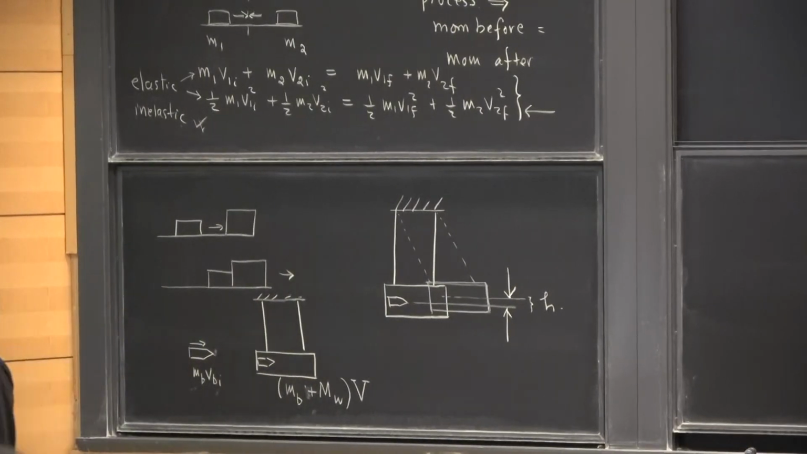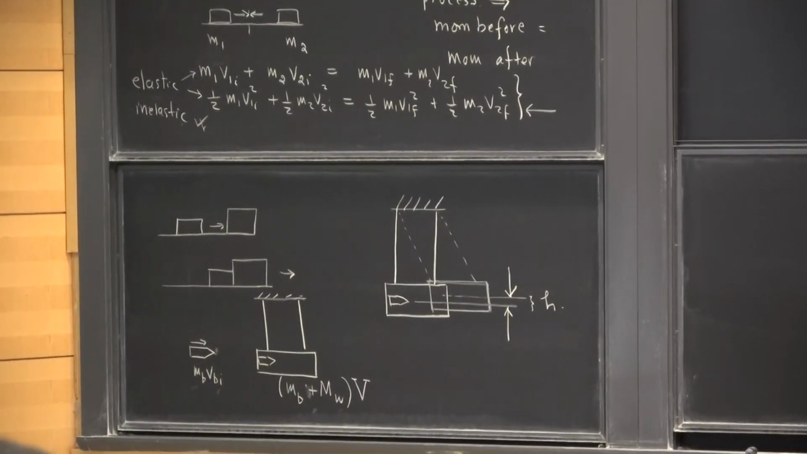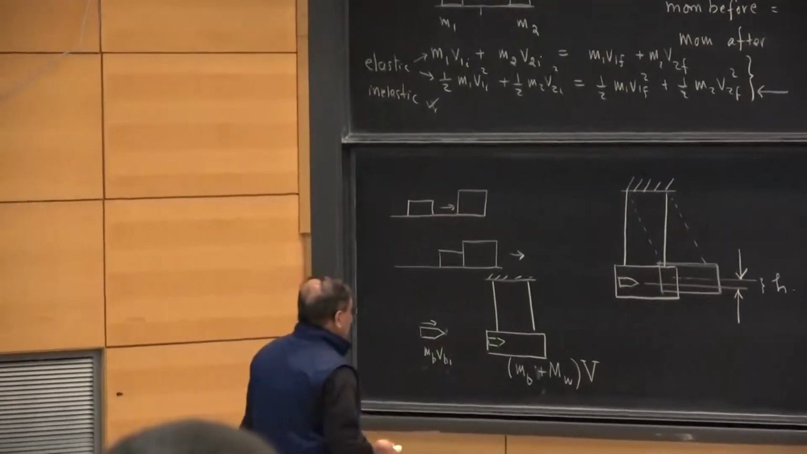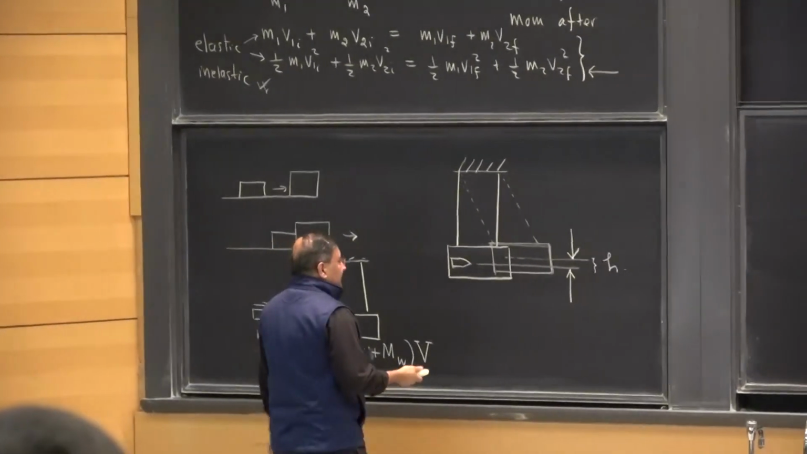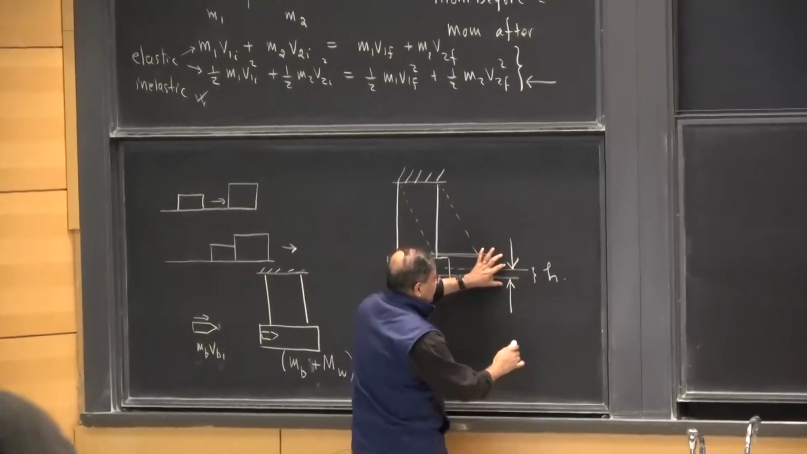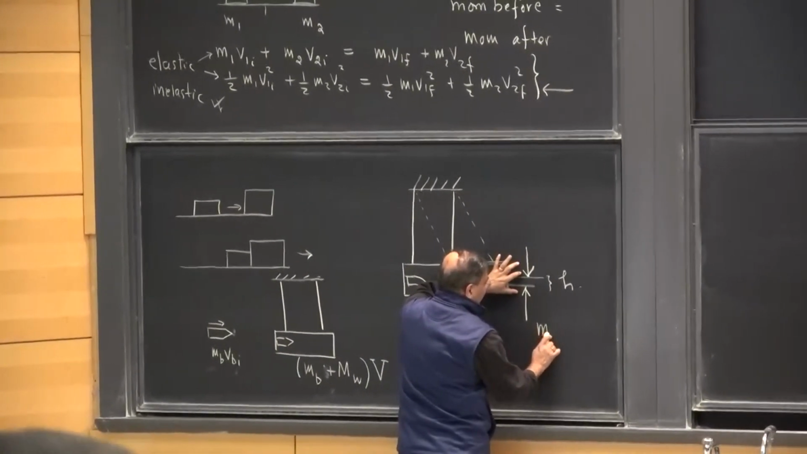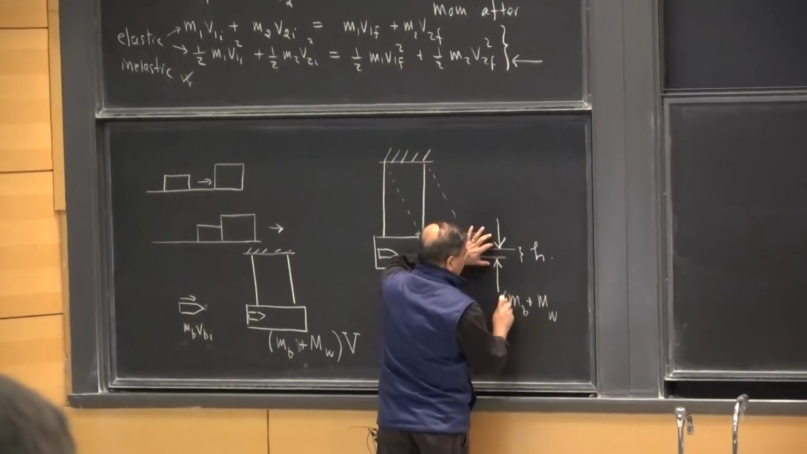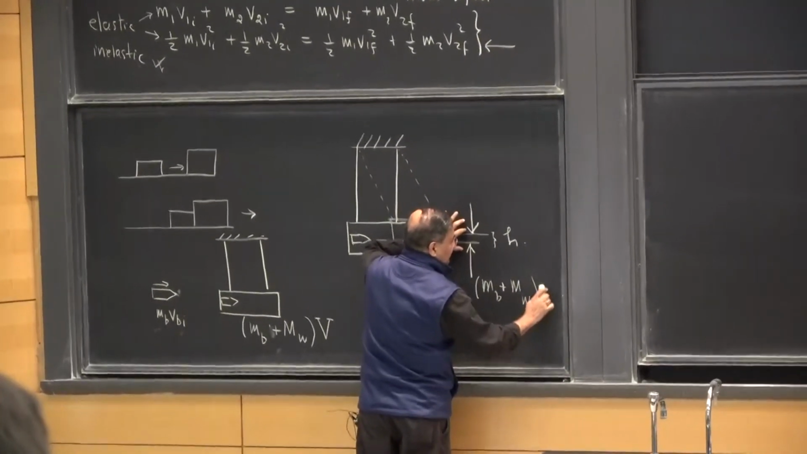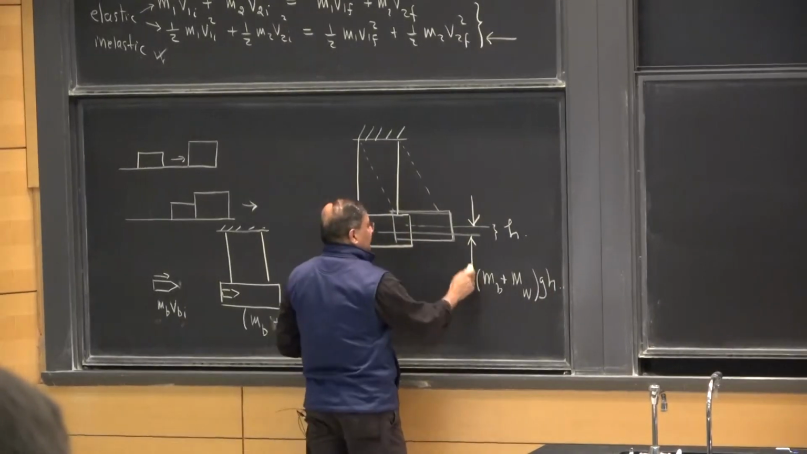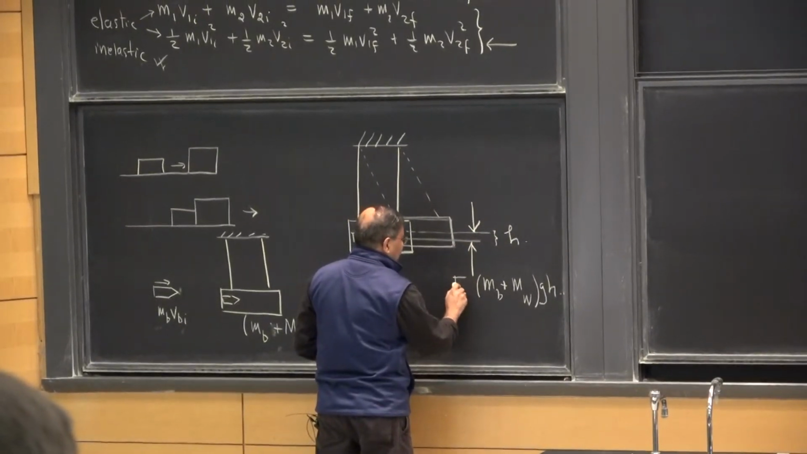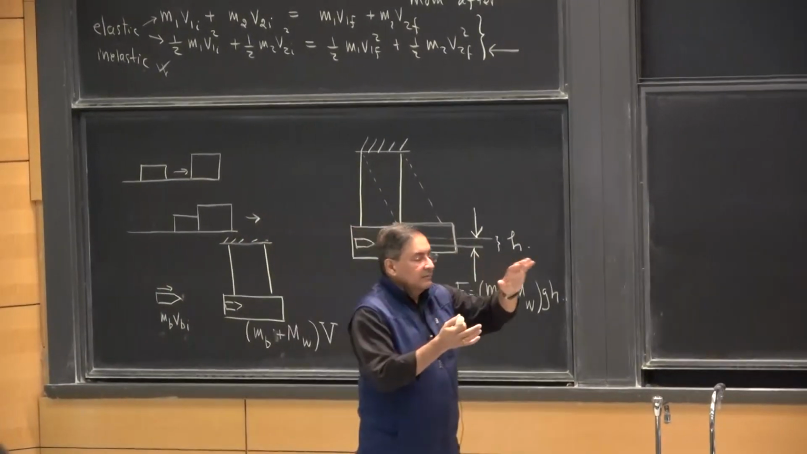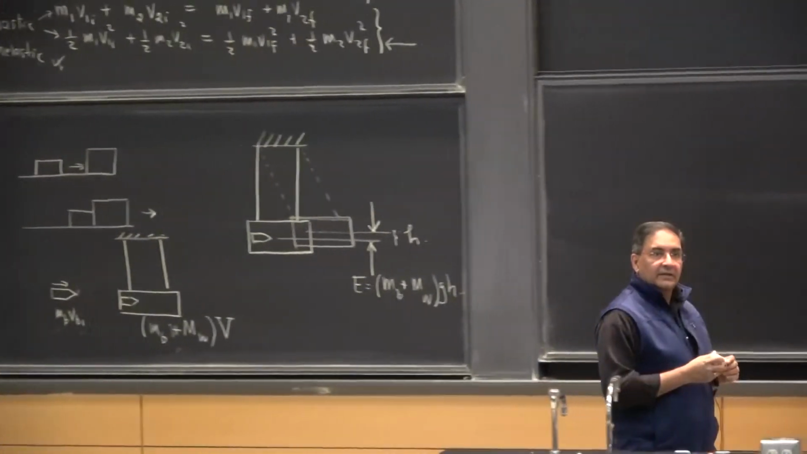Now we know very well for a long time now that if something rises by a height h, there is potential energy in it, and that potential energy is going to be mgh. So in this case, the potential energy at this point would be m bullet plus m wood times g times h. That will be the potential energy here. In fact, that will be the total energy, because the motion will stop at the highest point of the swing before it starts to go back down, right?